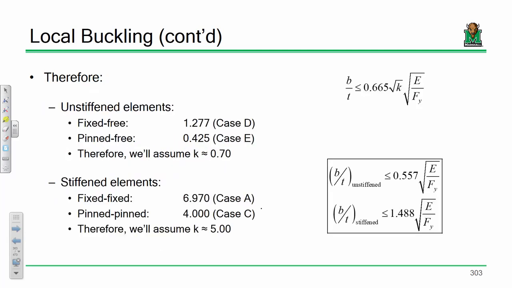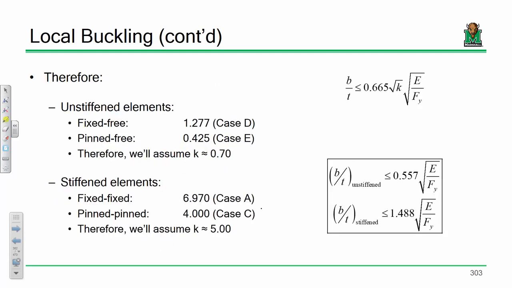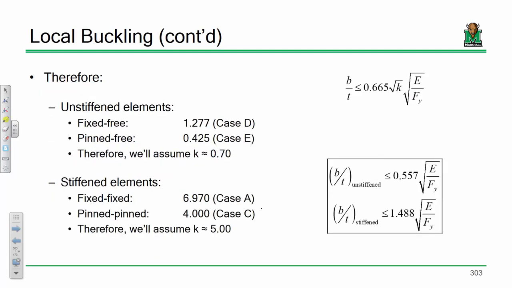How do we determine the appropriate value of K? Well, let's take a look at an unstiffened element. An unstiffened element's one that's only supported on one side. So I guess the question is, is this a fixed boundary condition or is it a pinned boundary condition? Well, a fixed-free boundary condition uses a K value of like 1.28. A pinned boundary condition uses 0.43. Let's just go, I don't know, a third of the way in between. Is this fixed? Is this pinned? Probably neither. It's probably somewhere in between. So we assume a K value in between, something like 0.7, plug and chug, and we get this.